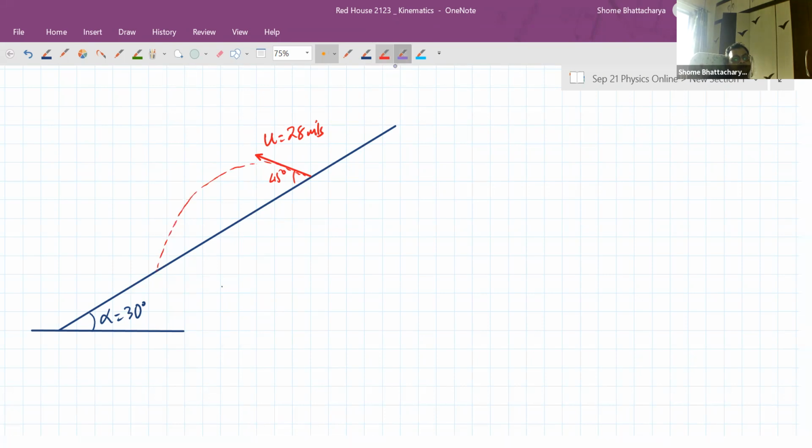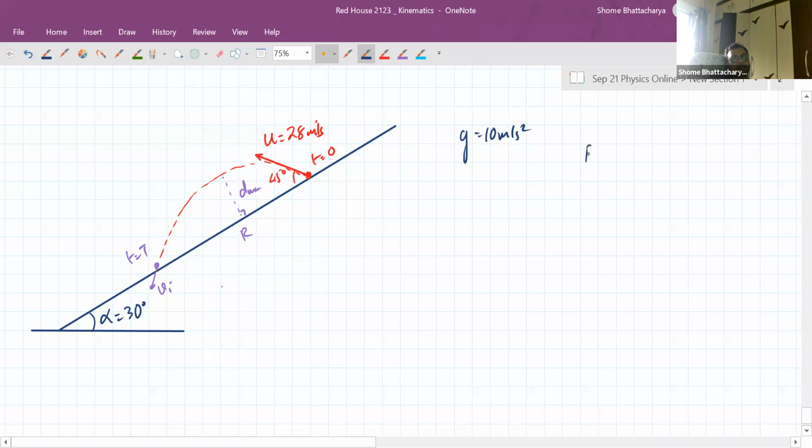So again, we want to find out all those things. We want to find out the range, the time at which it impacts, the impact velocity, and the maximum distance. Once again, we'll take g as 10 meters per second square. Okay, just give this a try. Now just again think logically how you should adjust your reference frame over here, how you should take your x and y axis to make this quite simple in terms of resolution and calculation of these quantities.